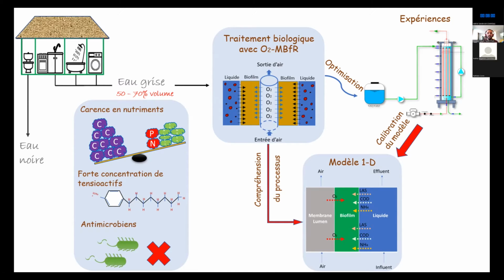Unfortunately, this gray water has some special characteristics that we need to address, which is it has a deficiency in nutrients, which are very useful in the biological treatment. Nutrients such as nitrogen and phosphorus and other trace metals are deficient in this gray water. It also has a high concentration of surfactants, which result from soaps and shampoos. This high concentration of surfactants can cause foaming problems in the reactors that contain air. It also has antimicrobial agents that can kill microbes that are being used in the biological treatment.